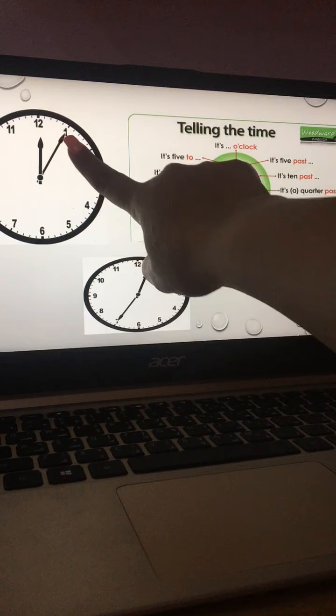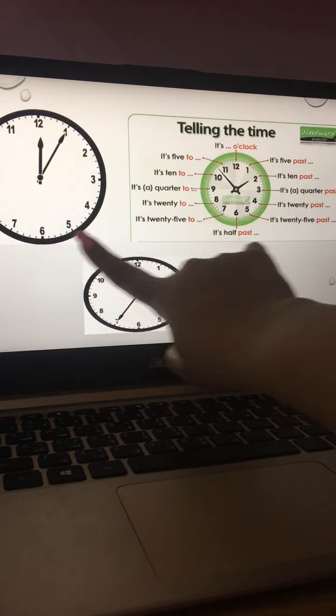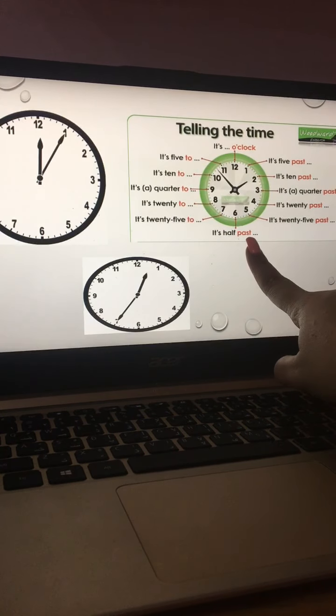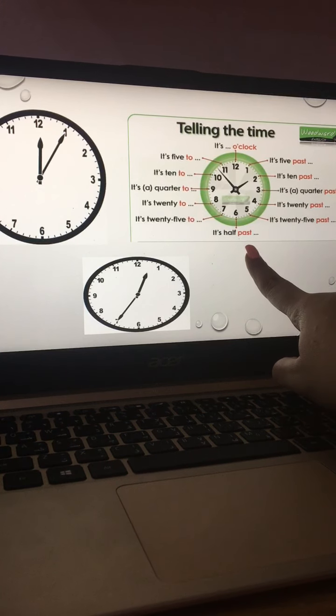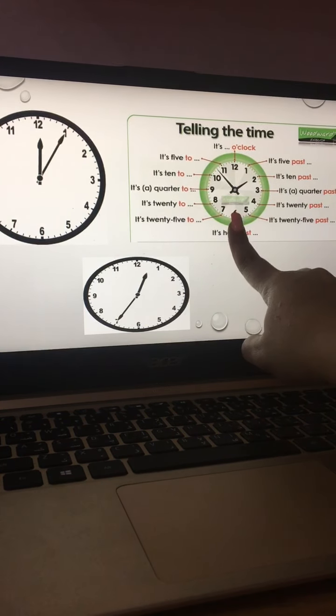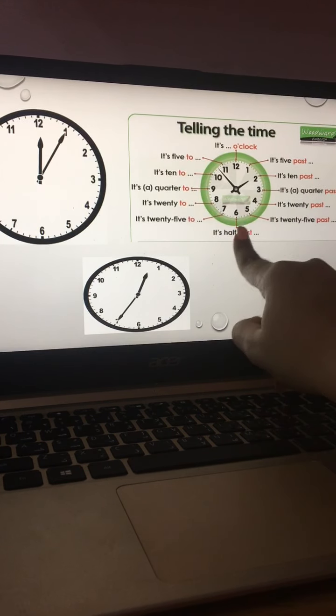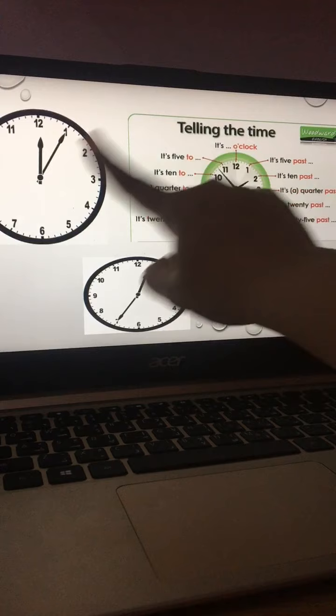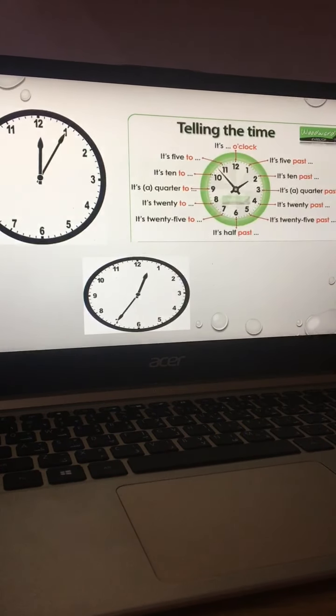When the minute hand points to 6, we say it's half past, because if you remember what we mentioned in the previous session, if the minute hand points to 6, that means that half an hour has passed. So we say half past what? 12. Very good. Okay.